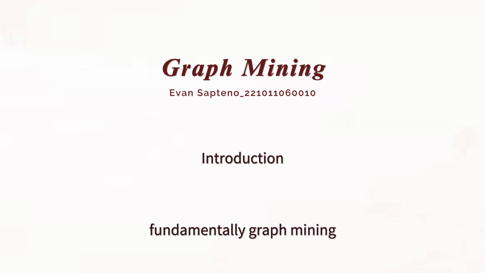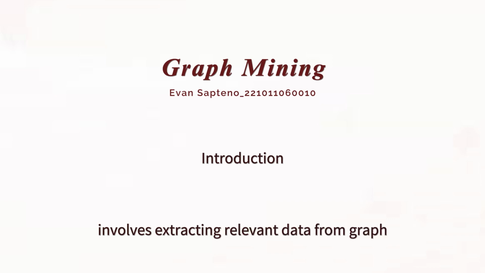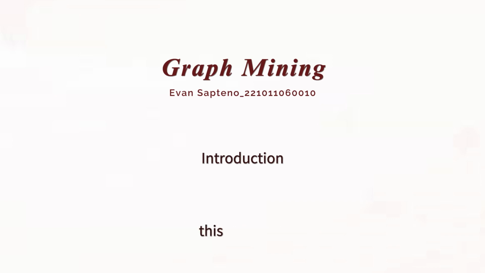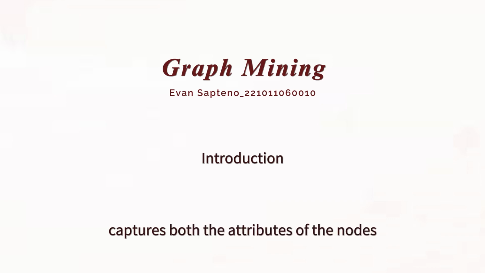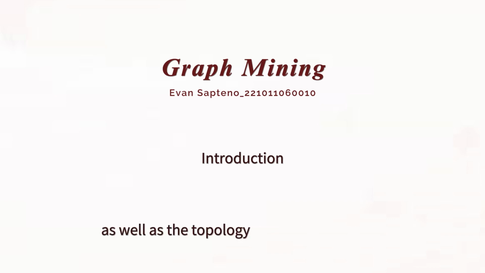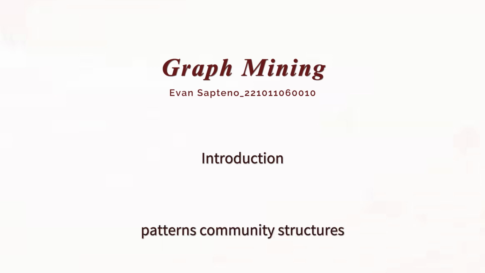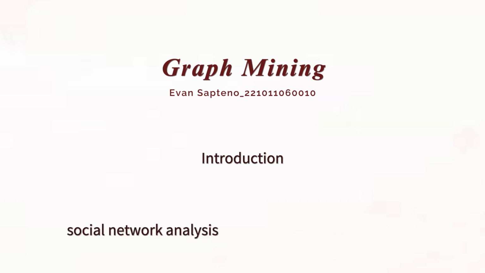Fundamentally, graph mining involves extracting relevant data from graph-structured data, where nodes represent entities and edges denote connections or interactions between them. This structure captures both the attributes of the nodes and edges, as well as the topology of their connections, providing a comprehensive understanding of interconnected systems. For instance, in social networks, graph mining can reveal information dissemination patterns, community structures, and influential individuals, aiding in targeted marketing, social network analysis, and content recommendation.